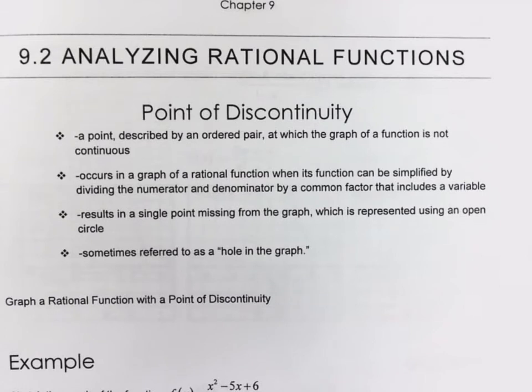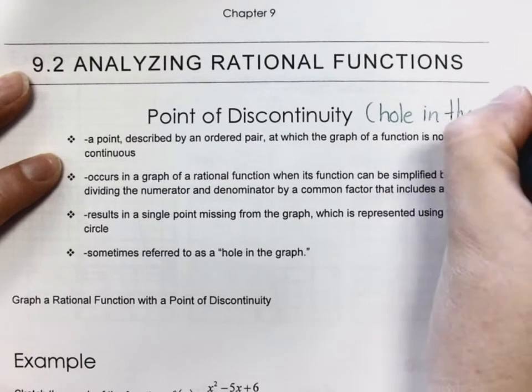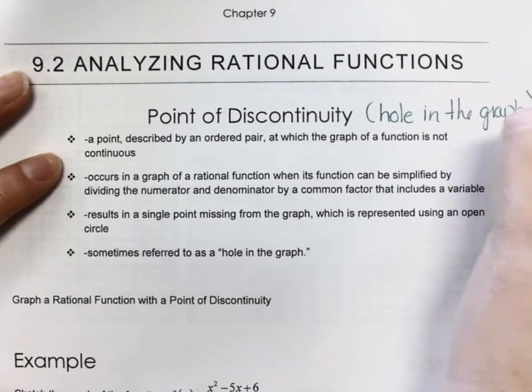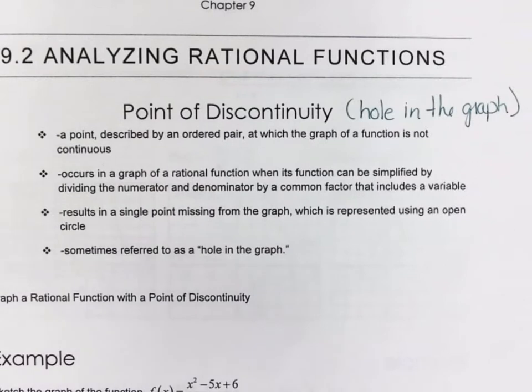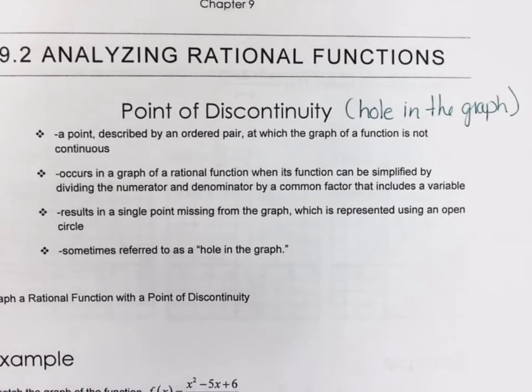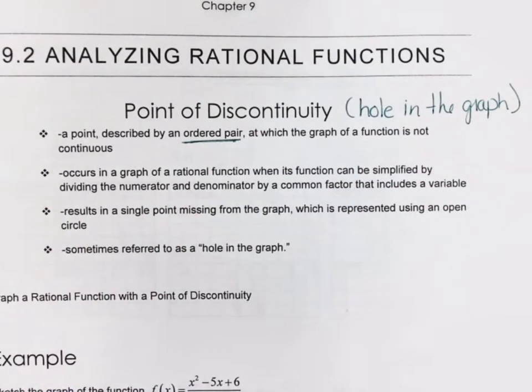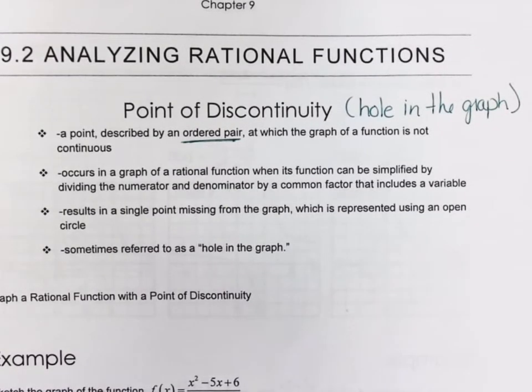So a point of discontinuity is described by an ordered pair. Essentially a point of discontinuity is a hole in the graph. An asymptote is like a boundary. You can't touch it, you can't cross it. It's like a no-go zone for that whole area. But a point of discontinuity is a specific coordinate pair at which the function is undefined. So essentially you have this hole, this spot in the graph that doesn't work.